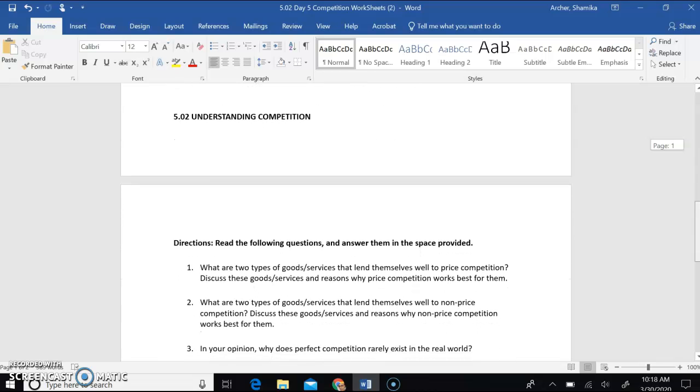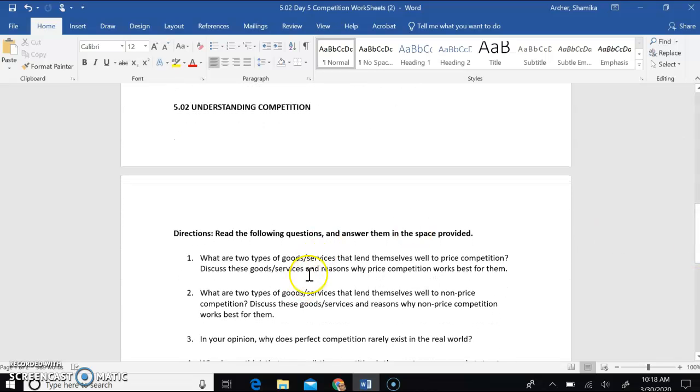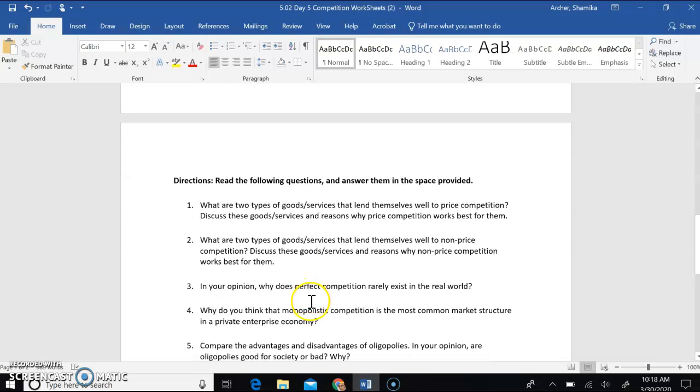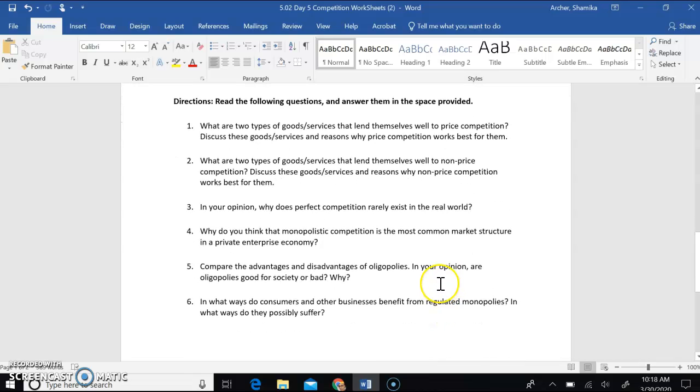And then again, just reading the understanding competition, because 1 and 2 are pretty much your idea of things. And then 3, 4, 5, and 6, you're kind of referring back to the PowerPoint to get some answers on those. But 1 and 2 is strictly your opinion on competition and two companies that you can compete back and forth.